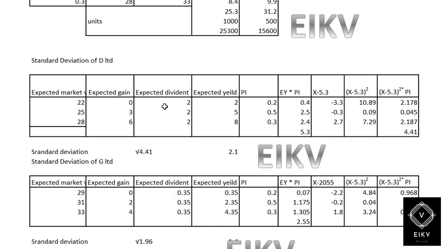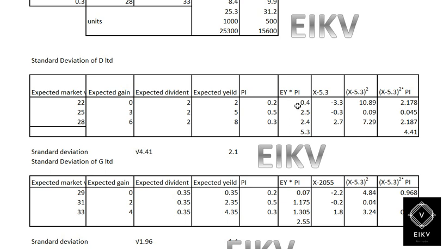So the dividend issued would be 20%, that is 2 per share, right? 10 is the face value, into 20% will give you 2. So when we add the expected gain, that is capital gain plus dividend, it would be 2, 5 and 8. Then we have the probability factor, that is 0.2, 0.5 and 0.3. So when we multiply the total gain with the probability factor, we will get the pi.